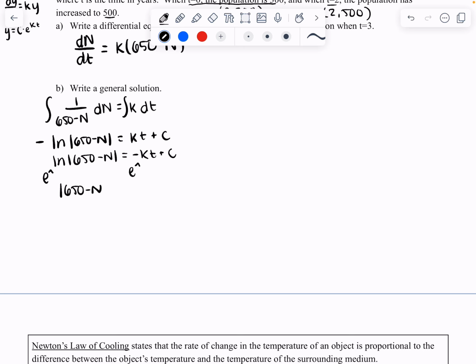Okay, we exponentiate both sides, then we're left with 650 minus n in the absolute value equals, hopefully now you're feeling comfortable with, I can bring this c out front, and then I'd have e to the negative kt. Now I'm going to drop the absolute value, and I don't have to put the plus or minus because c is just a constant. I'm going to add n to both sides, and I'm going to subtract the c times e to the negative kt.